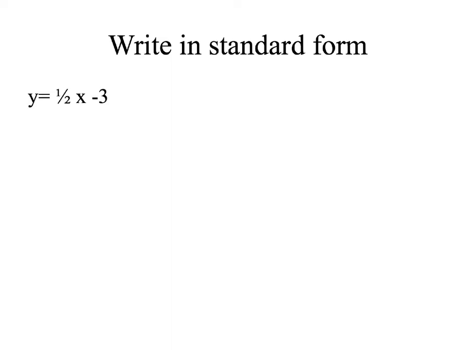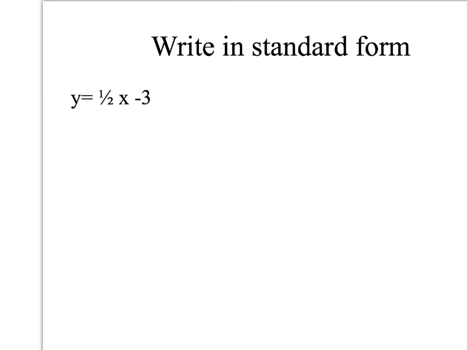So if we have y equals 1/2 x minus 3, we're currently in slope-intercept form. We want to get into standard form. So what we're going to do is try to get our x over with our y. As I said, I'm going to keep writing this line to keep my equation lined up.